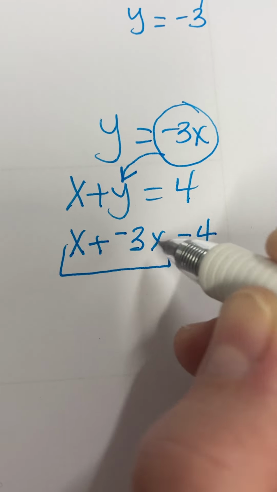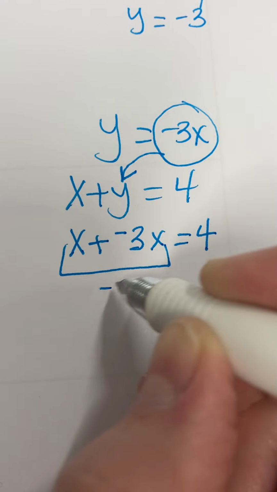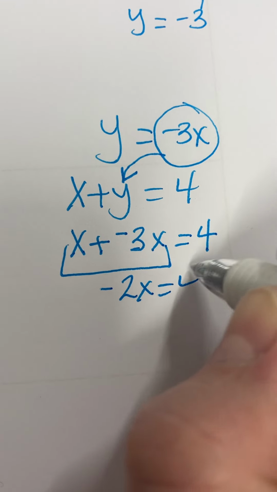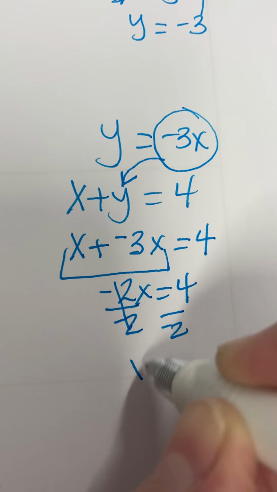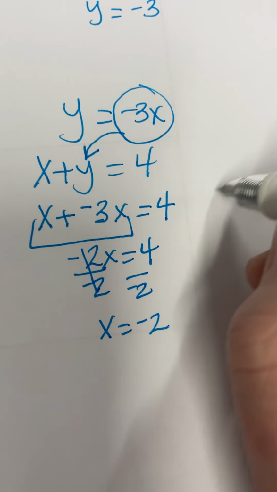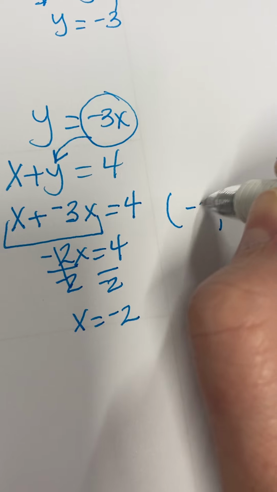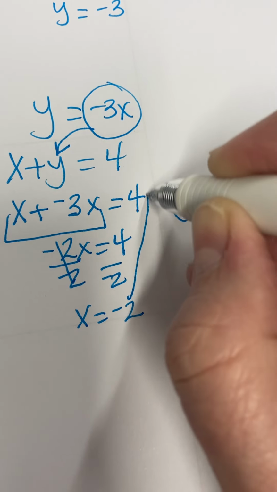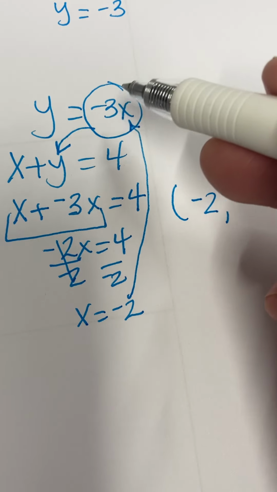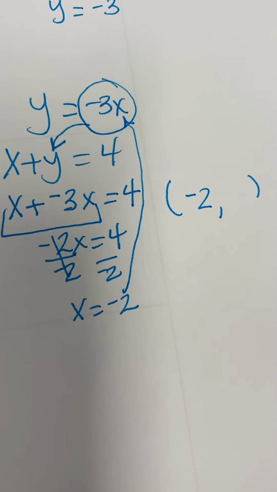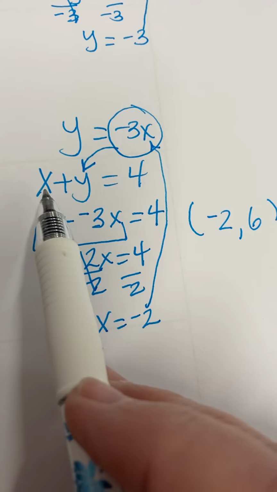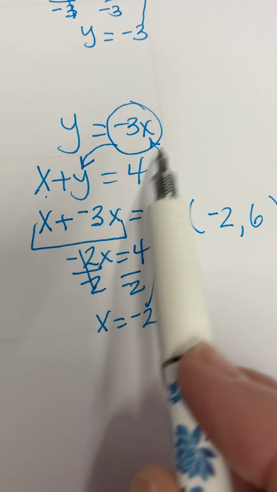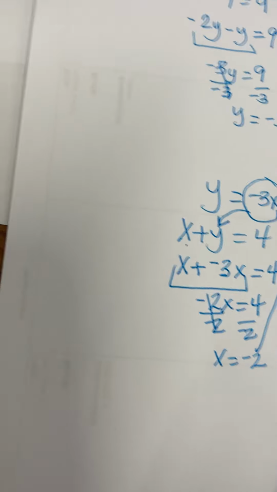Combine your like terms here. 1x plus a negative 3x is negative 2x. Divide both sides by negative 2, and you get x to equal negative 2. All right, so there's your x coordinate. Well, if x is negative 2, you're going to plug it right here. Y is equal to whatever negative 3 times negative 2 is, which is 6. And then you can double check by plugging it in. Is negative 2 plus 6 equal to 4? Yes, and we know it works over there.